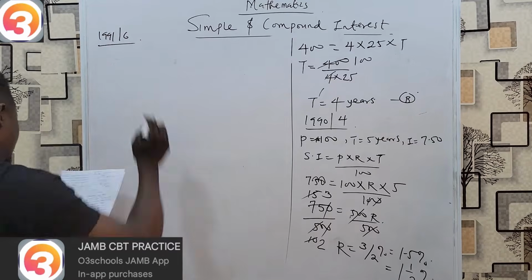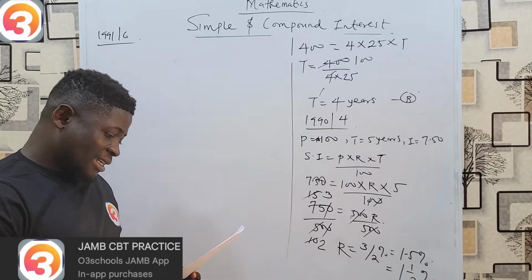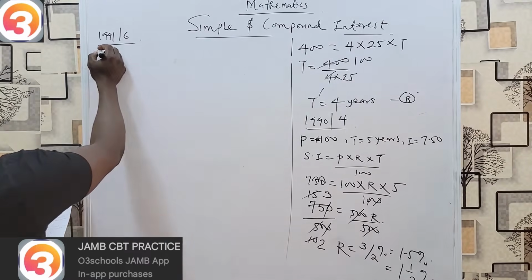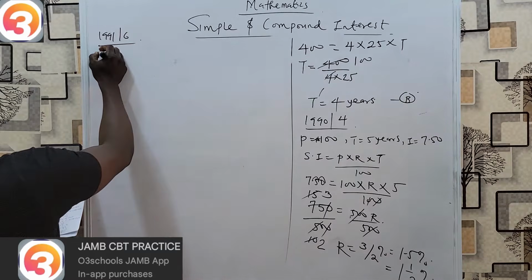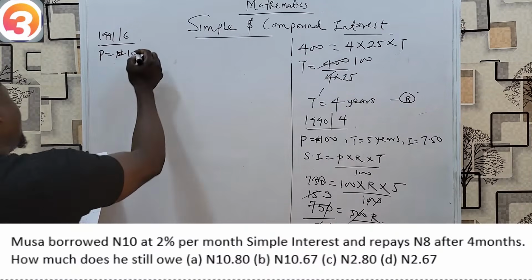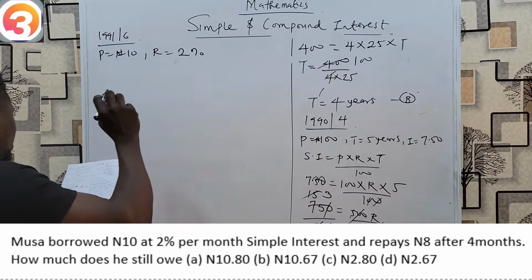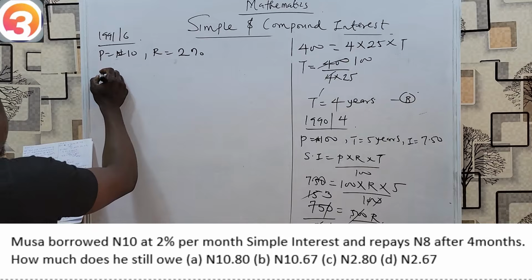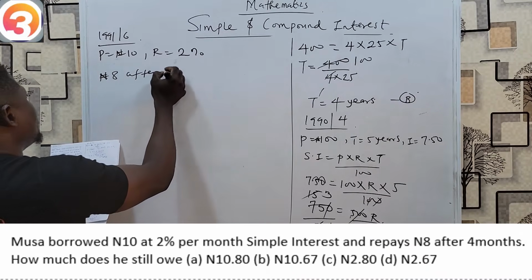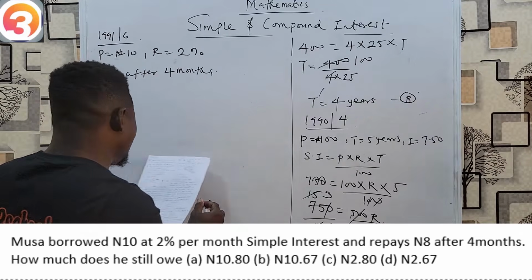1991, number 6. So they said Musa borrowed 10 naira at 2% per month, simple interest. Right? Musa borrows, the first part borrows what? 10 naira. Principal is 10 naira. The rate is 2% per month, simple interest, and he repays 8 naira after 4 months. They say, how much does he still owe?